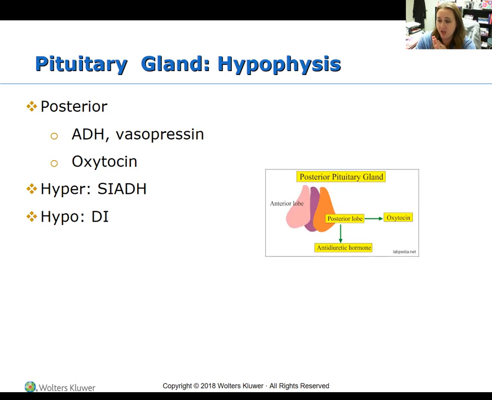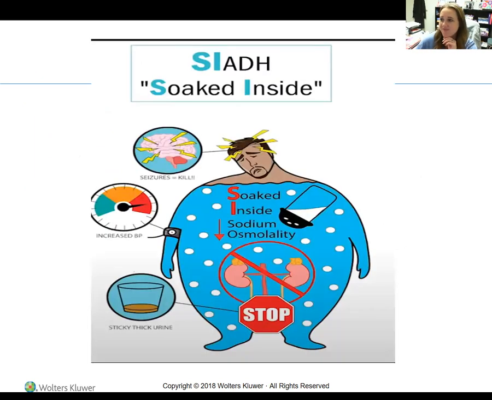What if we don't make enough, or we make too much antidiuretic hormone? That's a couple of the disease processes that we're going to talk about. So if we make too much antidiuretic hormone, what do you think might happen? Ask yourself that question at home.